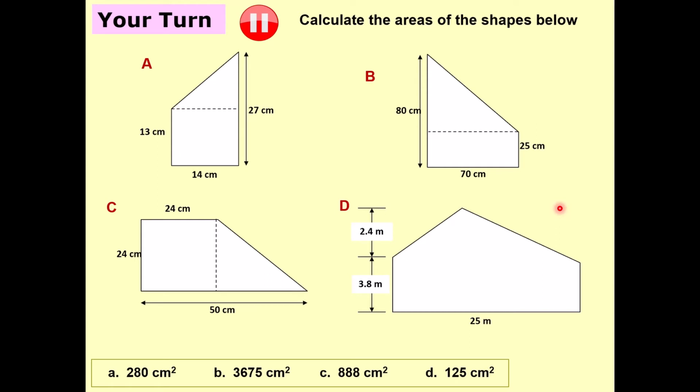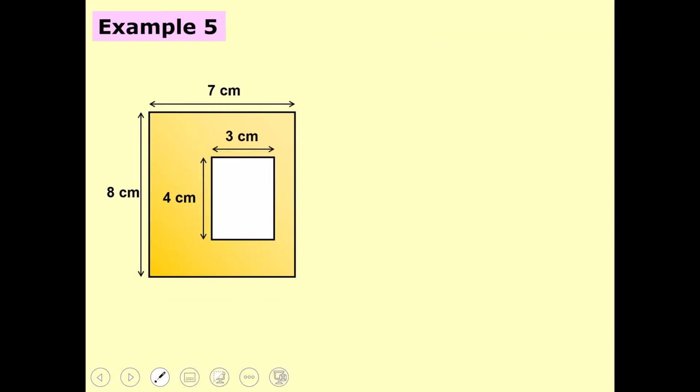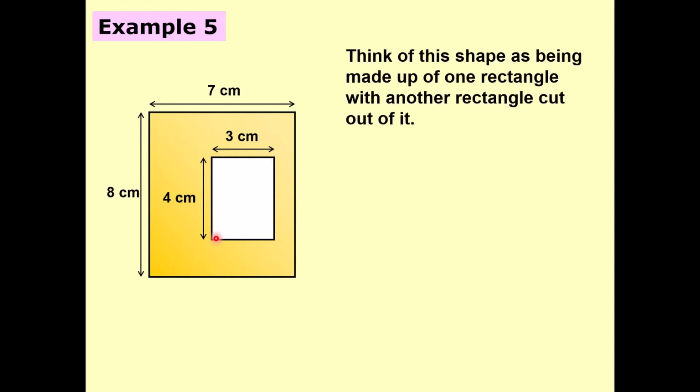So we're going to look at one more example now, and this example is slightly different in the fact that we have our shape, but it's got a hole in the middle. This part's been cut out of it. So you can think of this shape as being made up of one whole rectangle with another rectangle cut out. To calculate the area of this one, we're still going to split up into area A and area B.